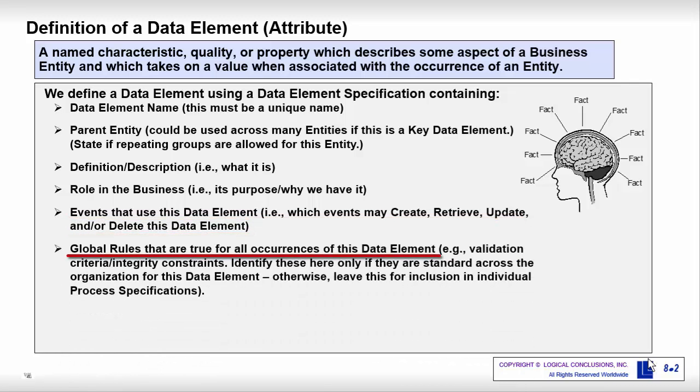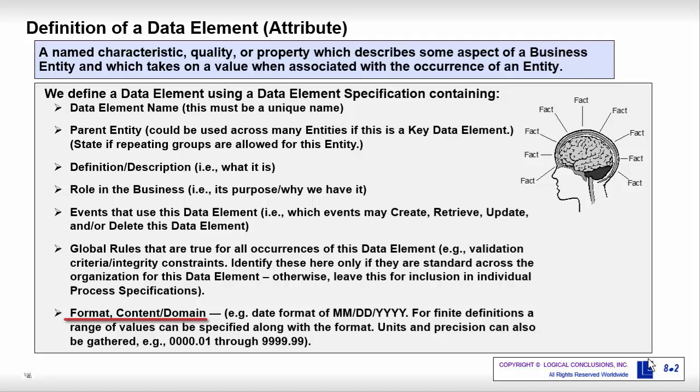We can identify global rules that are true for all occurrences of this data element, for example validation criteria, integrity constraints. An integrity constraint might be if a customer's city changes, then the customer postal code will probably change. My parenthetic statement here recommends that we should identify these here only if they are standard across the organization for this data element. Otherwise, leave this for inclusion in individual process specifications. For example, a content validity check may be event-specific or even individual process-specific.